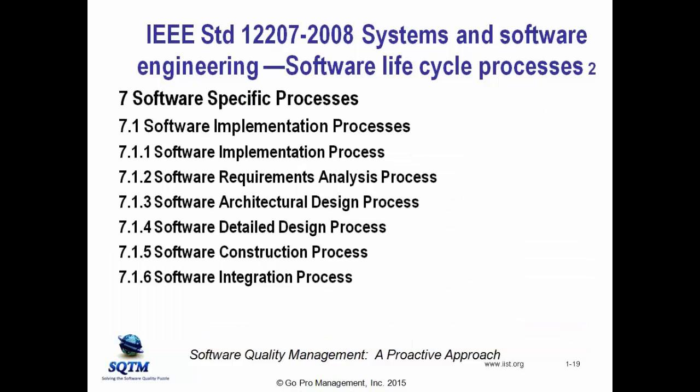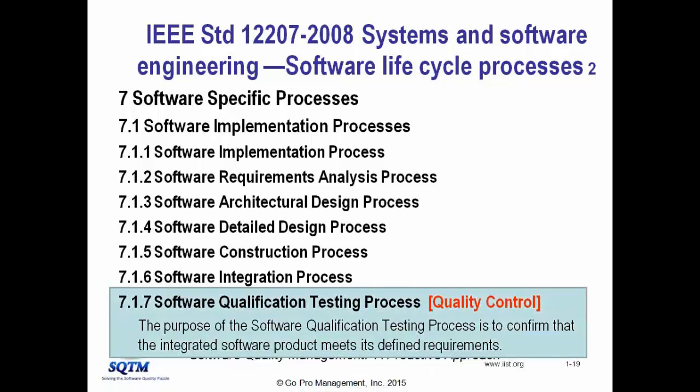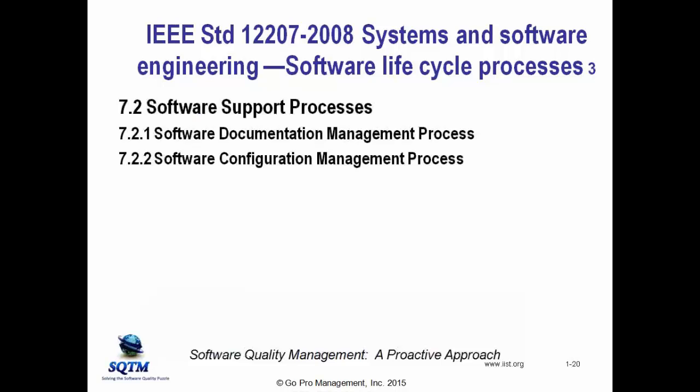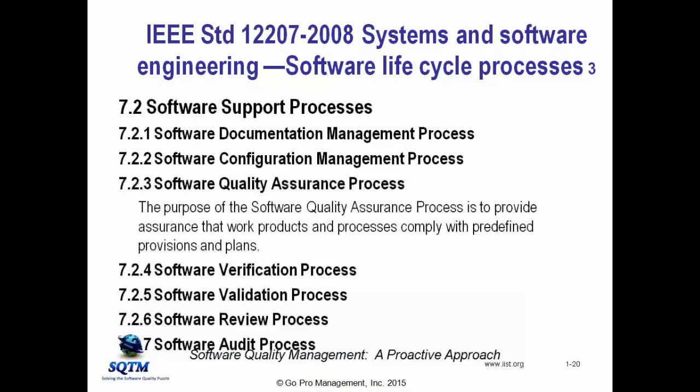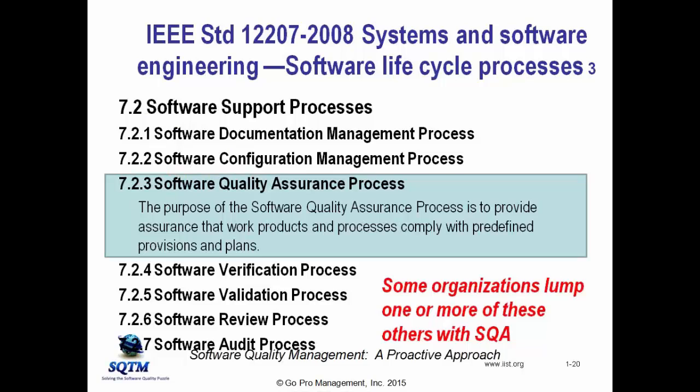And then within software specific processes, they have what they say is qualification testing. That's quality control or testing as we know it. And then as a software support process, they have software quality assurance. So IEEE Standard 12207 makes a distinction among these three. It explicitly identifies each of them and positions them somewhat separately. Okay.